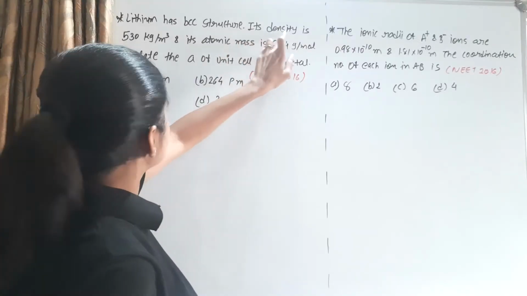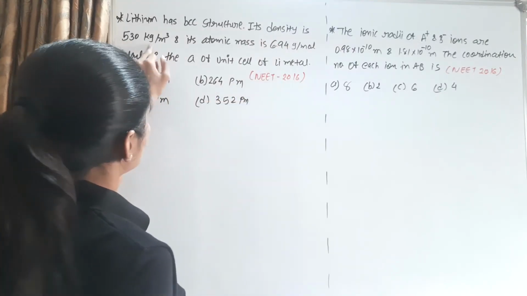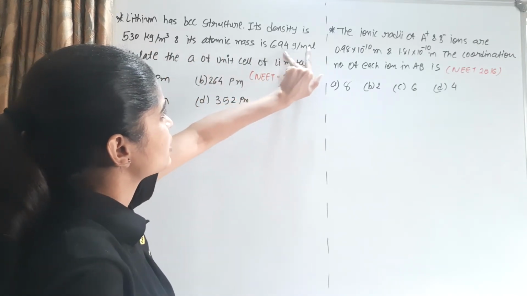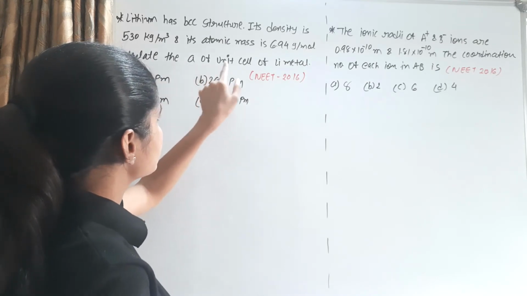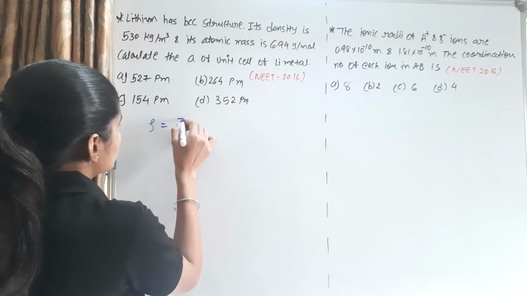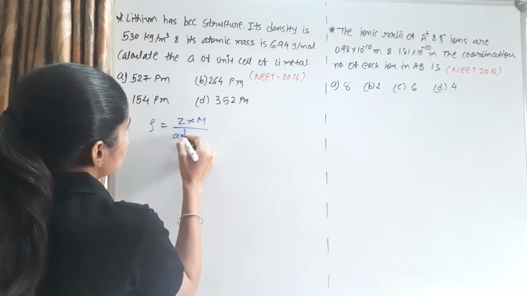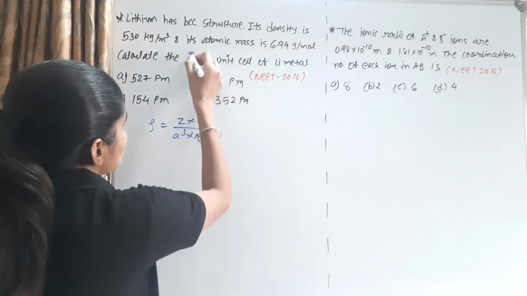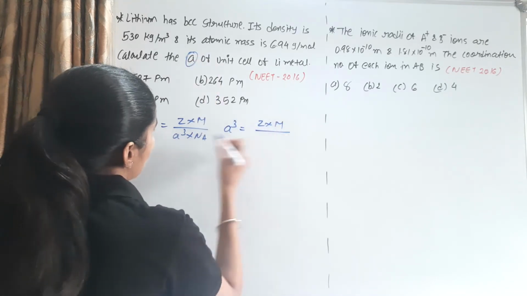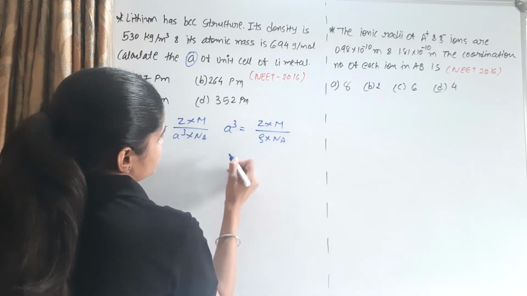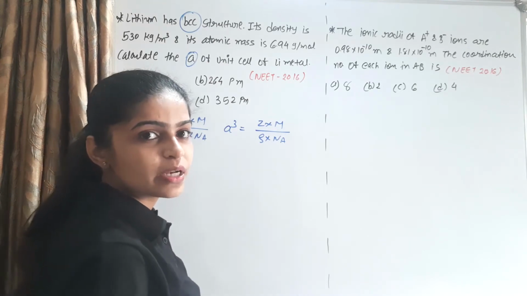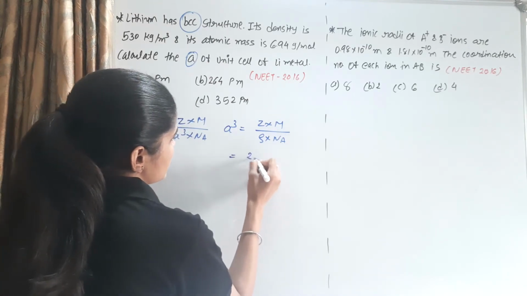This is a BCC structure. Its density is 530 kg per meter cube and its atomic mass is 6.94 gram per mole. Calculate the edge length of the unit cell of lithium metal. We know that the density rho is equal to Z times m upon a cube times Na. So a cube is equal to Z times m by rho times Na. The Z value for BCC is 2. So Z is equal to 2.